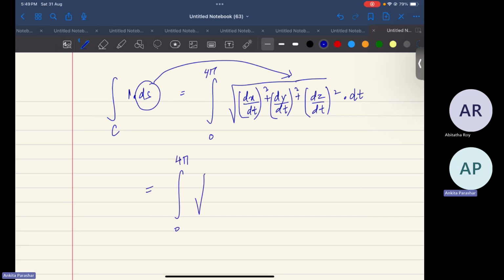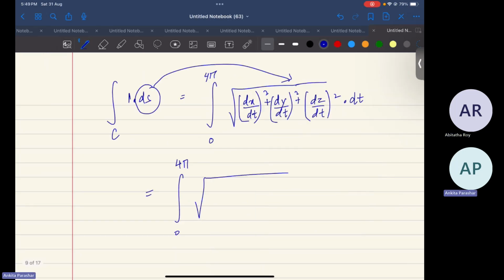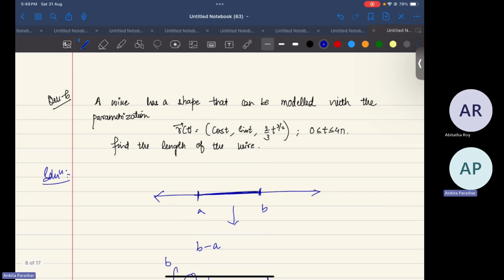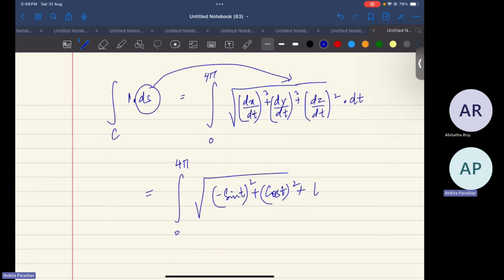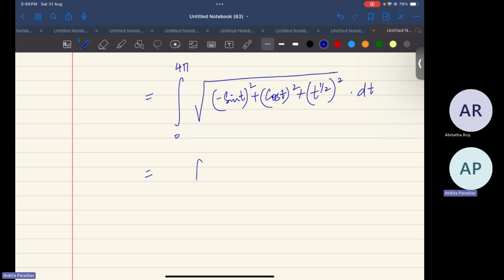What is the derivative? Minus sin t whole square plus cos t whole square, and the power 3 by 2, 1 by 2. So it is just t to the 1 by 2, right? Is that what you are getting? Yeah. So this will be root of 1 plus t, dt, from 0 to 4 pi.